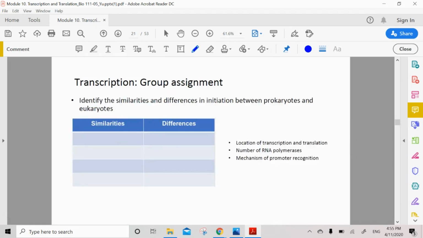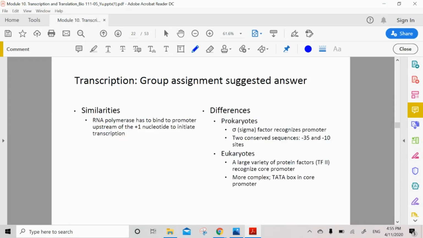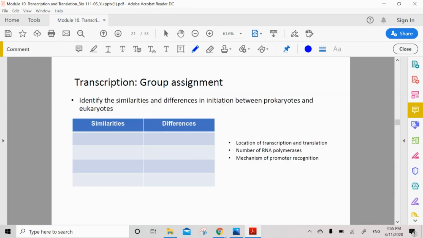This is an assignment we would do if we were in a real classroom. So: similarities and differences in initiation between prokaryotes and eukaryotes. You can focus on these three things: locations of transcription and translation. For prokaryotes, they both happen in the cytoplasm. For eukaryotes, transcription happens in the nucleus, and translation occurs in the cytoplasm.